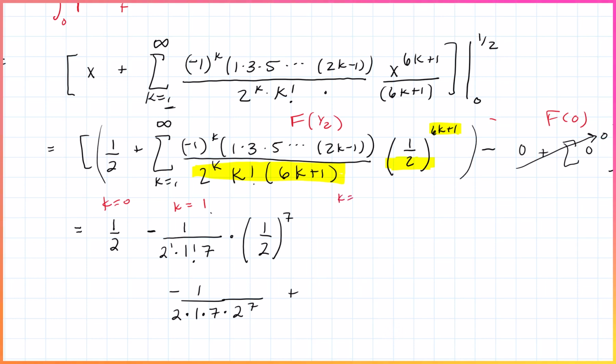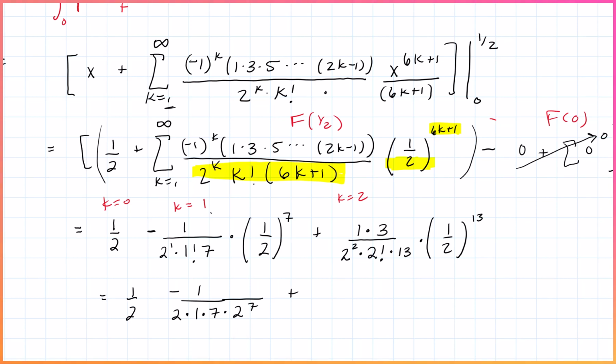The k equals 2 term, the second index, that guy's going to be positive. And in the top, we're going to have 1 times 3. We'll have those 2 factors in the top. In the bottom, we're going to have 2 to the second times 2 factorial times 13, all times 1/2 to the 13th. I'm going to stop there for just a second.